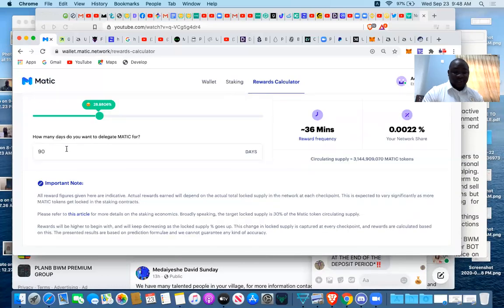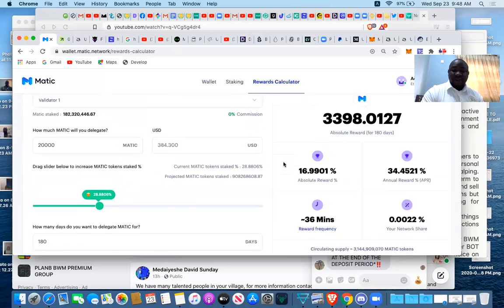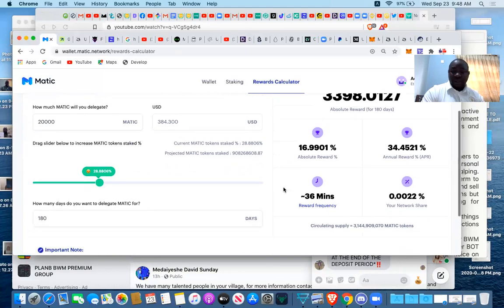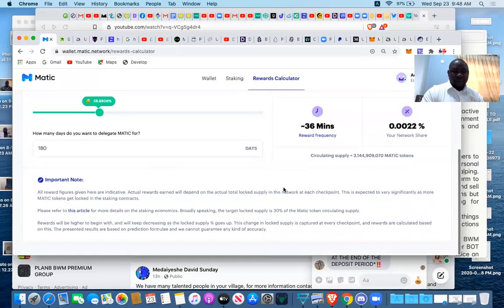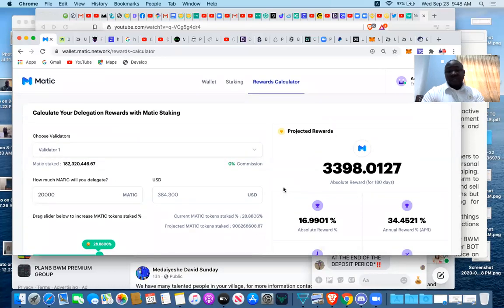So what about 6 months, 180 days? That's half, okay? So that's about 3,398, so about 16.99%. Pretty good, pretty good. So these are staking, and of course I'm not here to teach you about staking today, just to show you some of those things many of us are not taking advantage of.